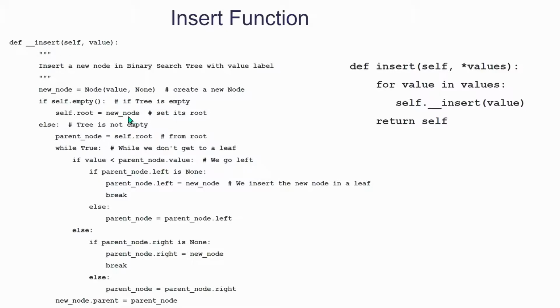As you can see, if we insert a value, we create a new object from the class Node. Now we investigate the tree. If self.empty returns None, it means the tree is empty, so we assign this value to the root. Else we take the parent node, assign it to self.root, and use a while loop to check if this value is less than the parent node, we go to the left. If greater than the parent node, we go to the right.